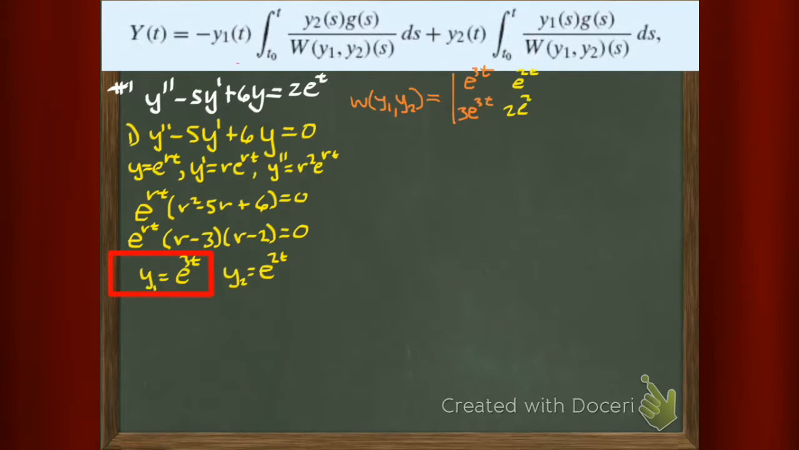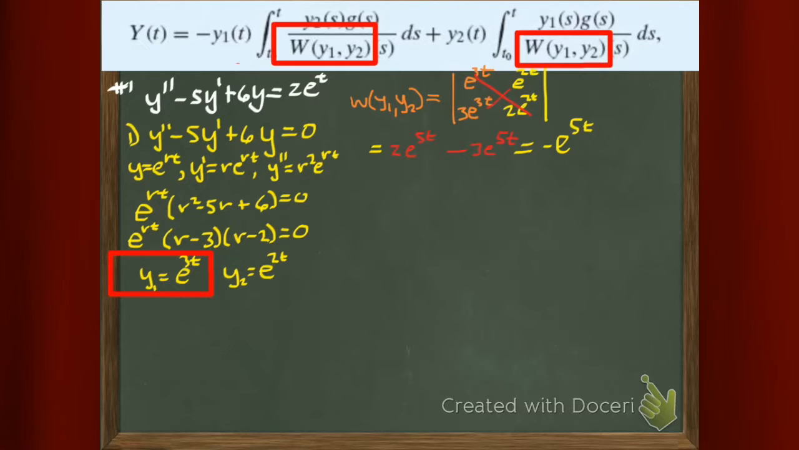That's e to the 3t with its derivative just under it, and e to the 2t with its derivative just under it. So then we just take the determinant. So that's 2 e to the 5t minus 3 e to the 5t. And then we gather, collect, and combine. And we just found our Wronskian.